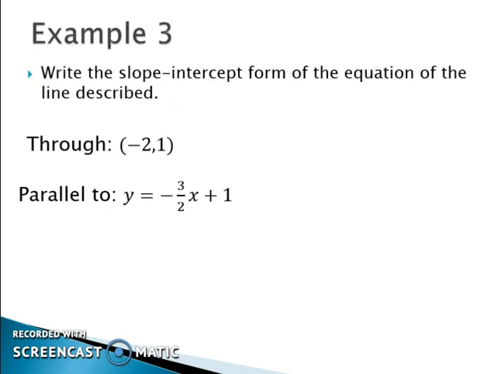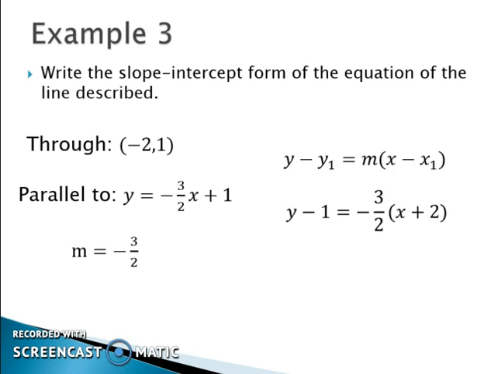Example 3 asks us to write the slope-intercept form of a line that is parallel to y equals -3/2 x plus 1 through the point (-2, 1). First thing we need to do is find the slope of the parallel line. Well, the slope here is -3/2, so a parallel slope would be -3/2 as well. We're going to substitute it into point-slope form. x1 is -2, y1 is 1, and m is -3/2. Distribute -3/2, we get -3/2 x minus 3. Then we're going to add 1 to both sides, and we get -3/2 x minus 2. So that was an equation that is parallel.